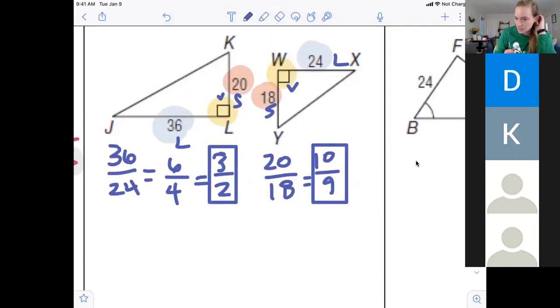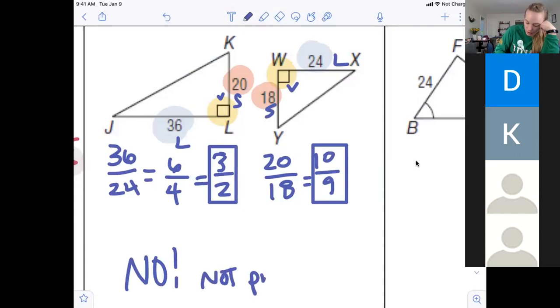I hope you guys think that's such a silly question. You're just not even offering me an answer. No. No, thank you, Drew. No, they're not the same. 3 over 2 and 10 over 9 are not the same, and there's no way for me to make them the same. So we're going to say not proportional, which is what makes them not similar.